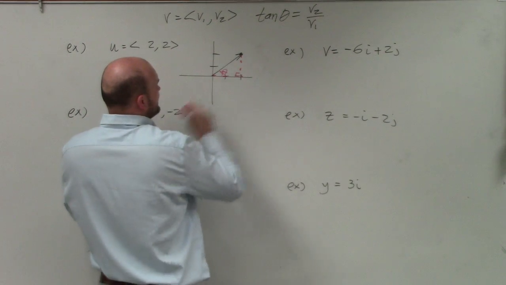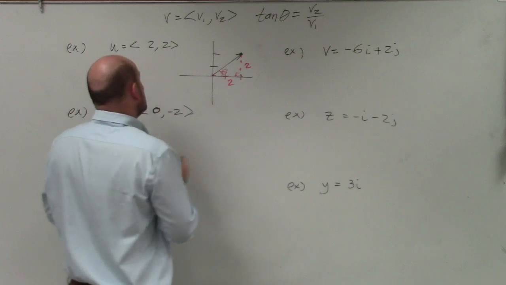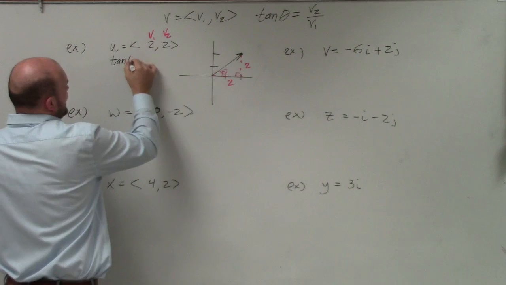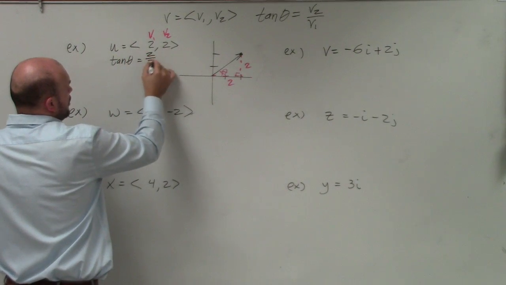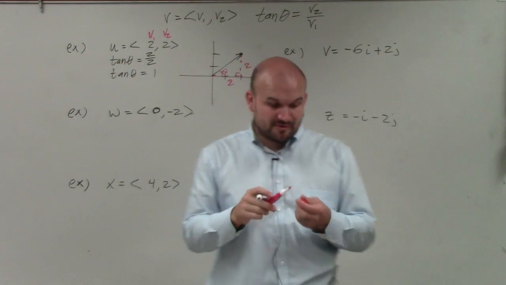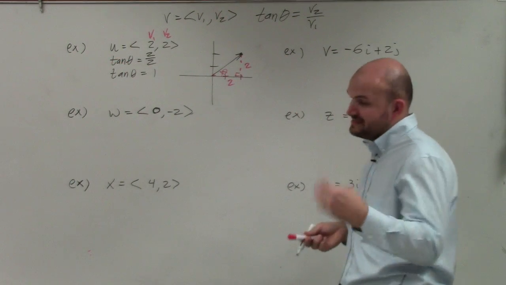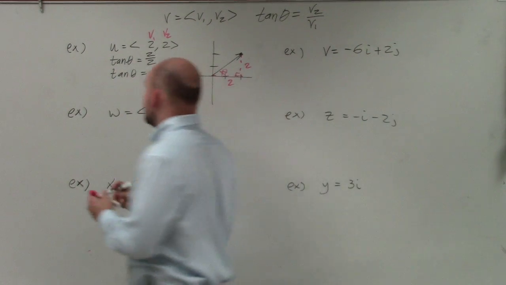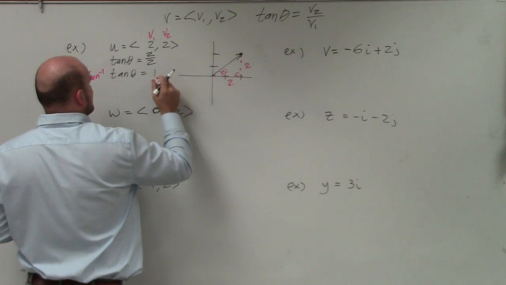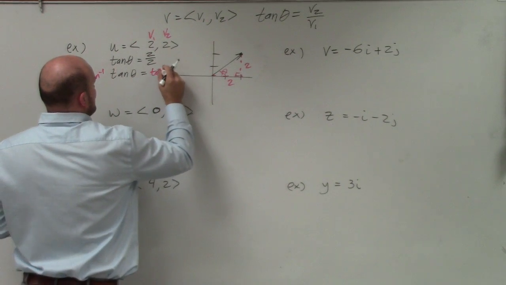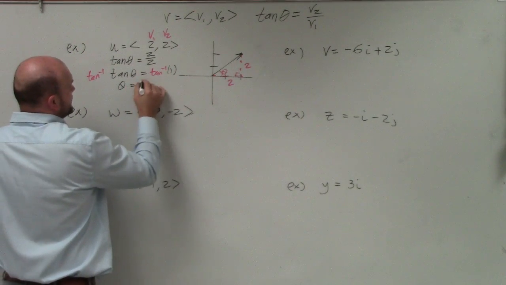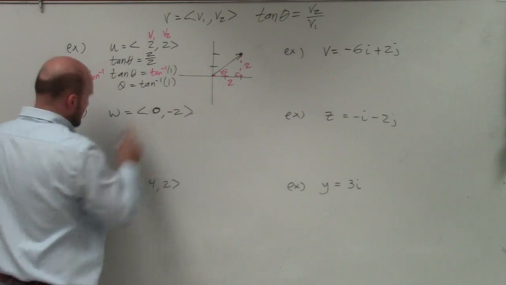We know that this length is 2, and this length is 2. You could also say that that's v1 and that's v2. So the tangent of my angle theta is equal to 2 over 2, or the tangent of theta is equal to 1. Now, to determine what the angle is, if the tangent of the angle is equal to 1, then to solve for theta we need to use the inverse tangent on both sides. Therefore, I'm left with theta equals tangent inverse of 1.